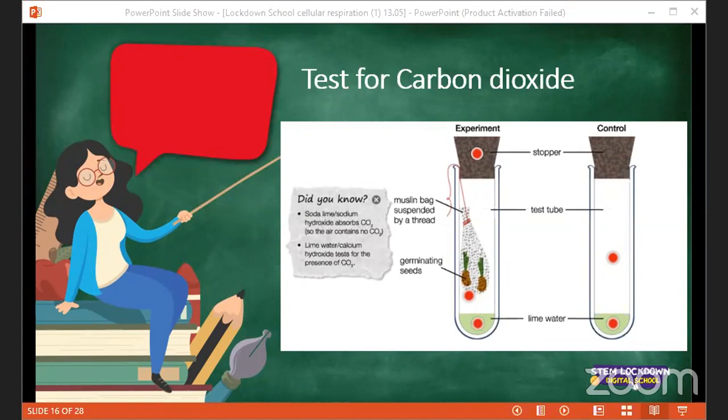Guys, if you do have any questions with regards to the test of carbon dioxide, just also utilize the group chat to write down any questions, or you can alternatively raise your hand.